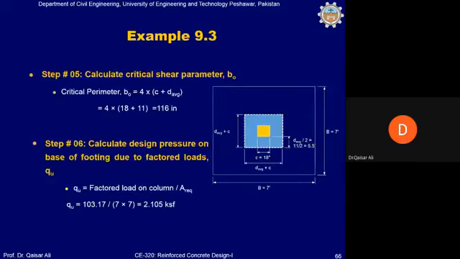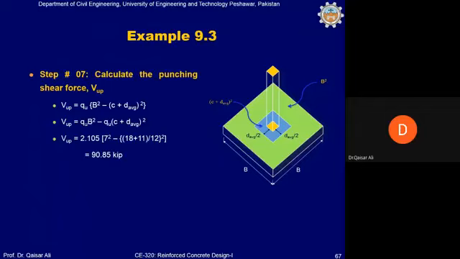Okay. Then B naught can be calculated by 4 into C plus D average. C is given to us, D is already there, so we have 116 inch B naught. QU, which is the factored load on the column, can now be calculated by 103.17 divided by the area of the footing. 2.105 per square foot is the upward pressure. VUP can be calculated now from the equation QU B square. This gives us a 90.85 kip VUP.